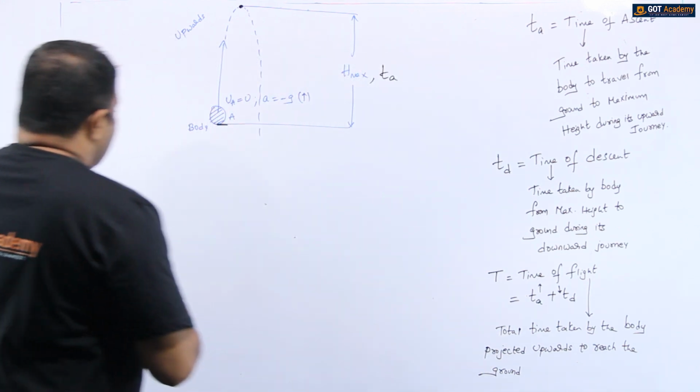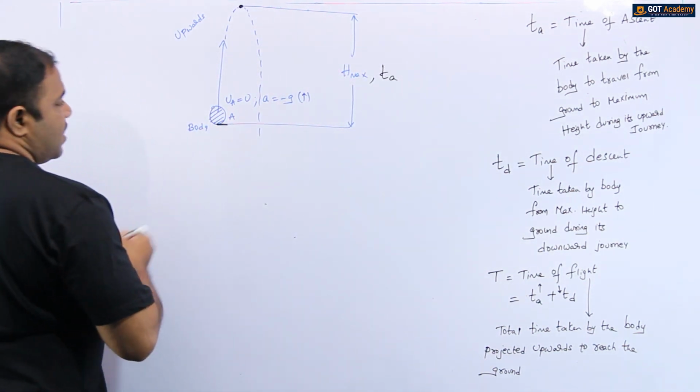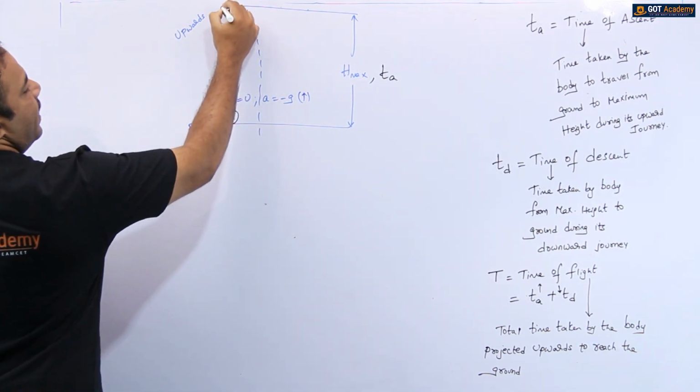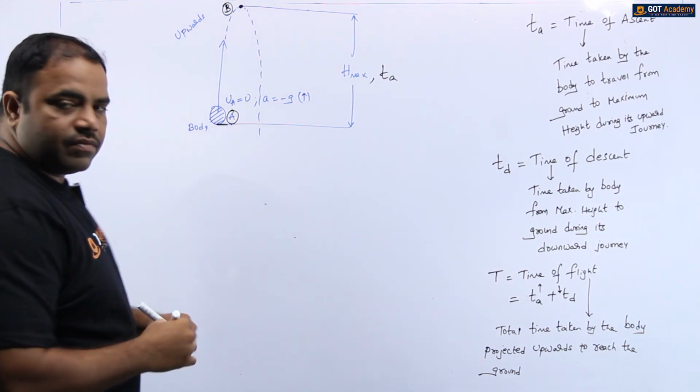Simple logic. So let us assume the points. First of all, if you assume these points, it will be better. Let this be point A here. Let this be point B. Assume like that. Clear?